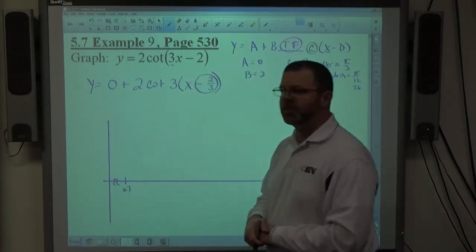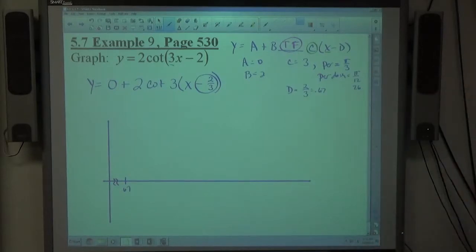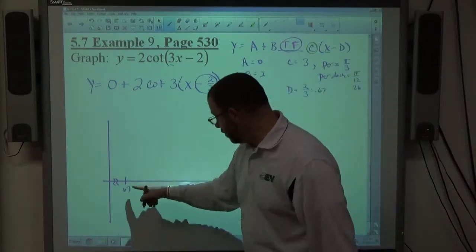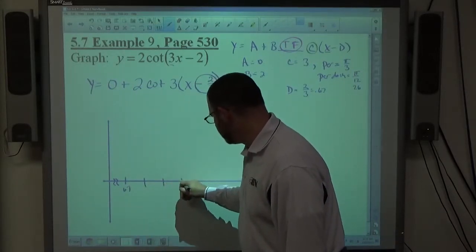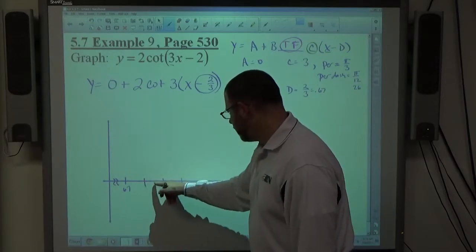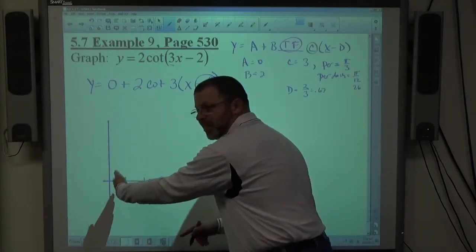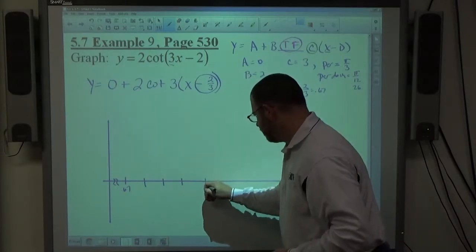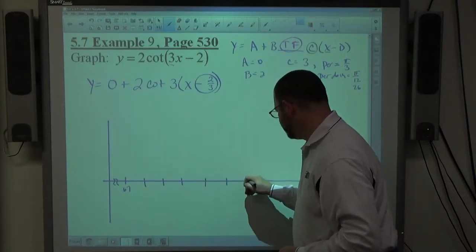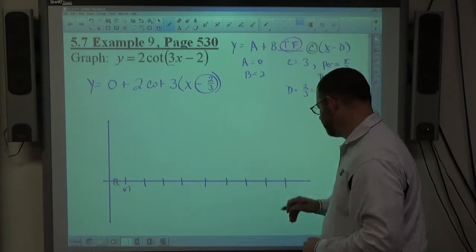0.67 goes right there. That's my starting point, right? And then I've got to have 8 equally spaced dashes, so I'm going to ballpark it and make them go the same distance. So that's 1, 2, this dash doesn't count, so that's like the y-axis, right? So dash 1, 2, 3, 4, 5, 6, 7, 8.